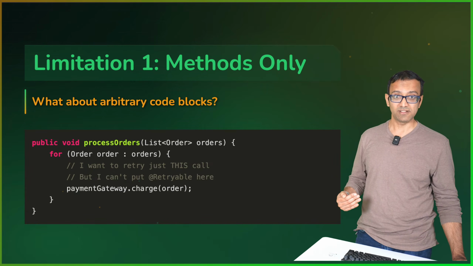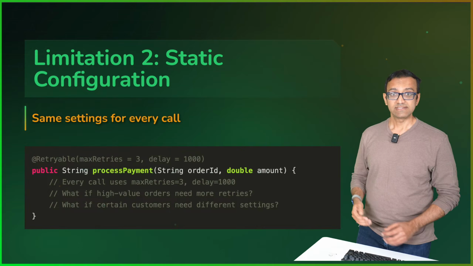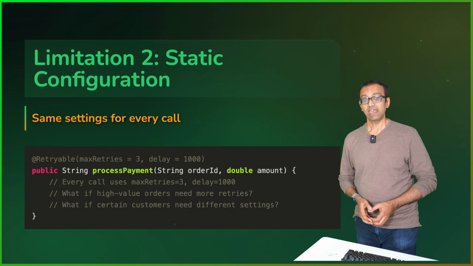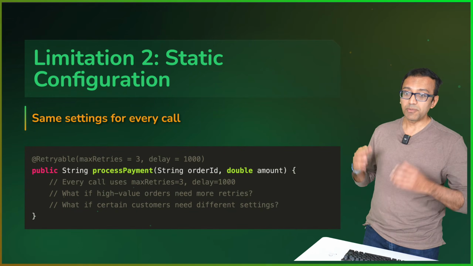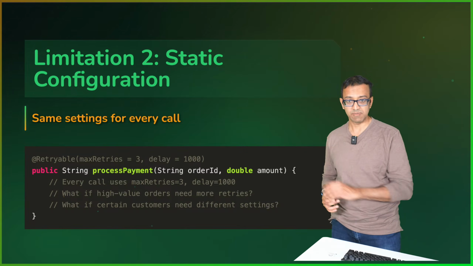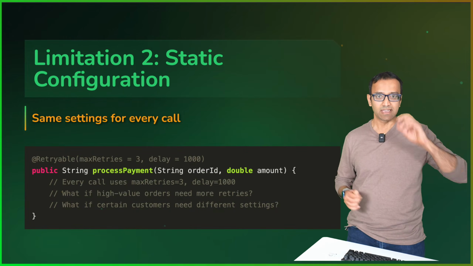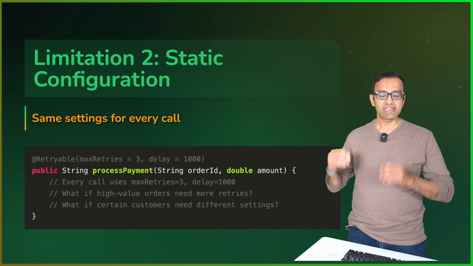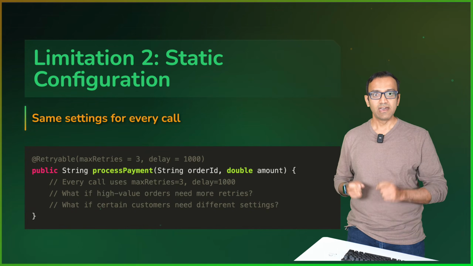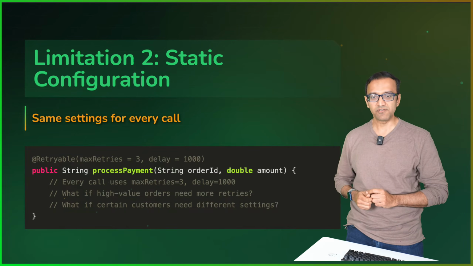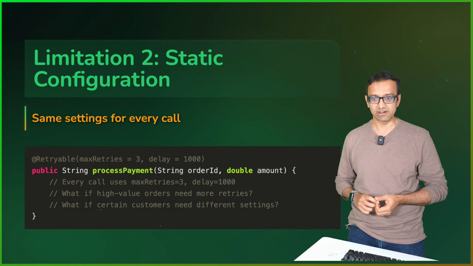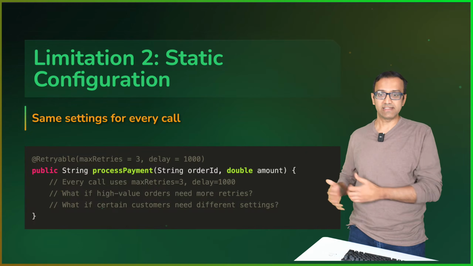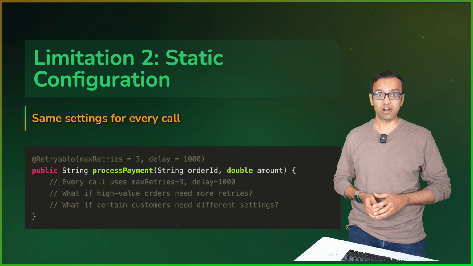That becomes painful, right? Secondly, this is a static configuration. When you put an annotation on the process payment method, you're basically saying whoever calls process payment, they're going to retry the exact same amount of time, have the exact same number of retries, the exact same amount of jitter. It is at the method level, right? It's the same setting for every call.